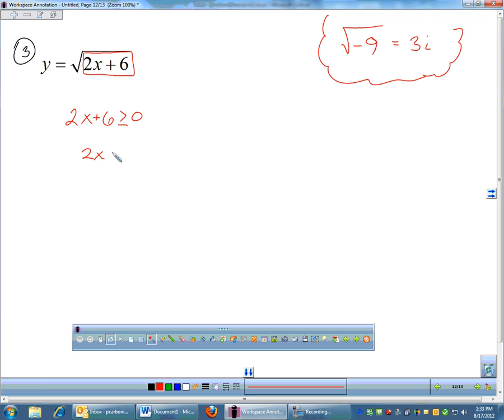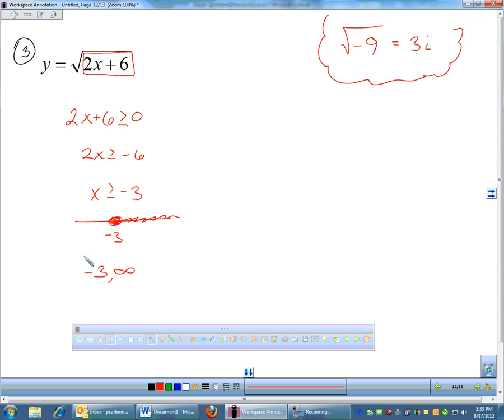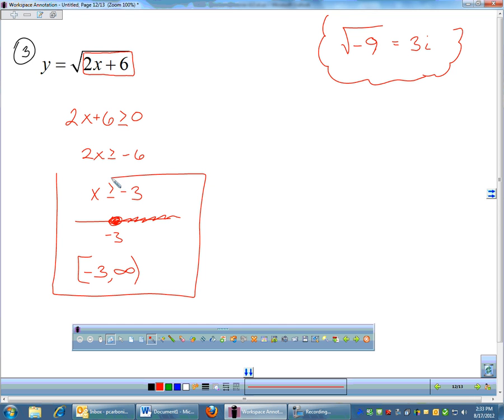I'll move the 6 over, negative 6. I'll divide by 2, greater than or equal to, negative 6 divided by 2 is negative 3. And so I get x is greater than or equal to negative 3. If you want to put that on a number line, you could. Closed circle, greater than is shade to the right. Interval notation, I started at negative 3. I ended at infinity. I do equal negative 3. You never equal infinity. So there's the domain for this one.